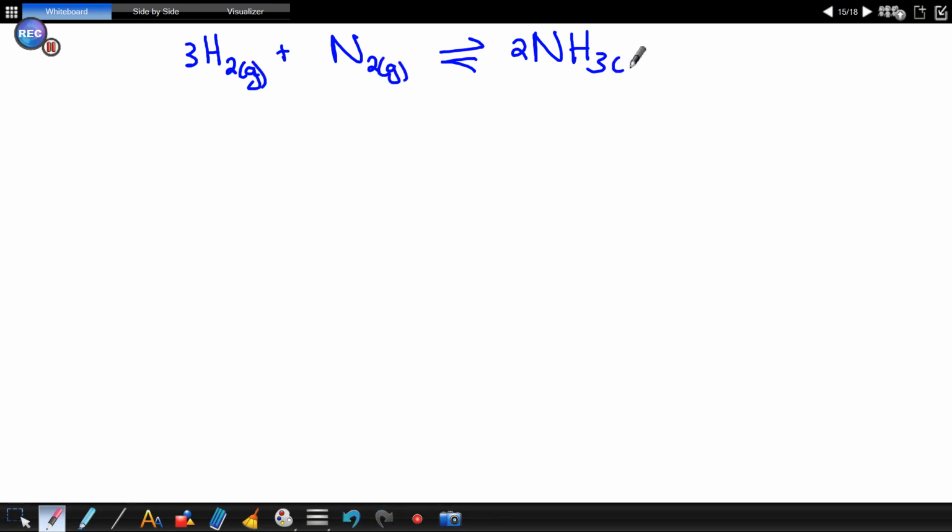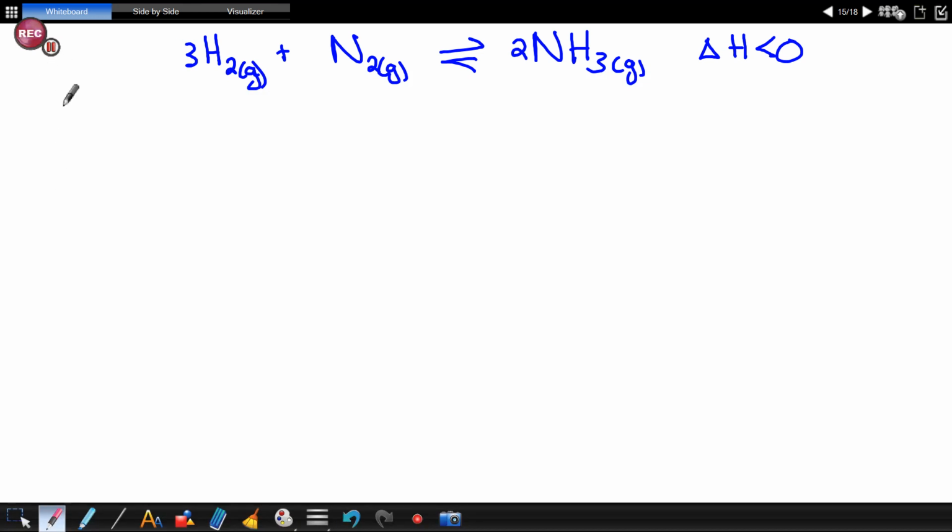Expose yourself to the question papers and you'll see what you will be getting. So for this, the forward reaction is exothermic, it gives off energy.